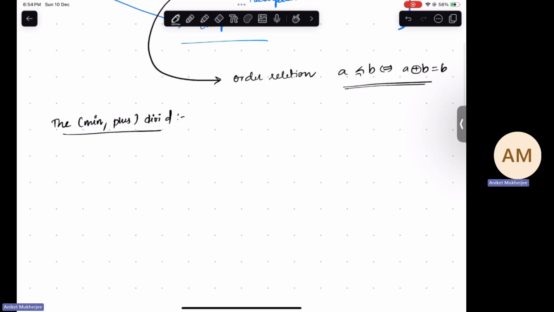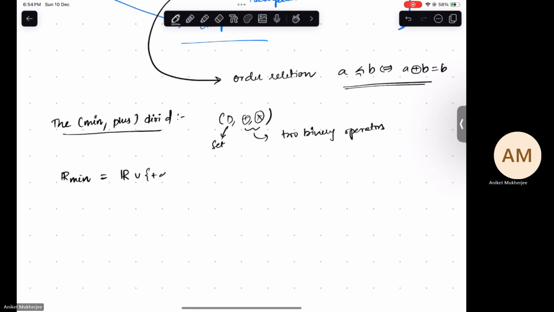So first, to define a dioid, you need to define one set and two operators. This is a set, and these two are binary operators. So first I'll define the set. The set for min plus dioid is R min. So what is R min? It is the real numbers union plus infinity. So this is your set.